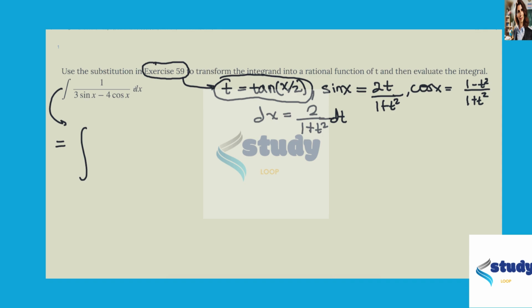So up top we just have dx, so use the formula here. So that's the numerator. Then on the bottom, we have 3 sine. So that's just 3 times 2t, over 1 plus t squared. Let me backtrack. 1 plus t squared, and then minus 4 times cosine. And so that's 4, and then we have 1 minus t squared.